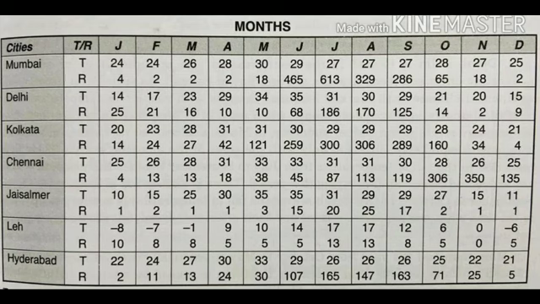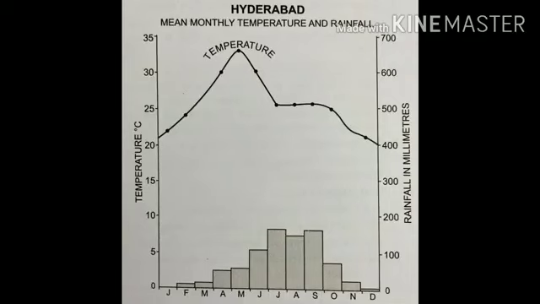The temperature varies from 21 to 22 degrees Celsius in December-January to 33 degrees Celsius in May. The temperature falls with the onset of monsoons in June and remains stable at 26 degrees Celsius for 3 months of July, August, September. It falls gradually as the winter season sets in.